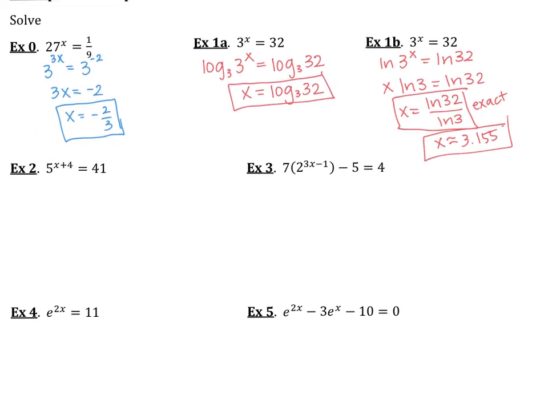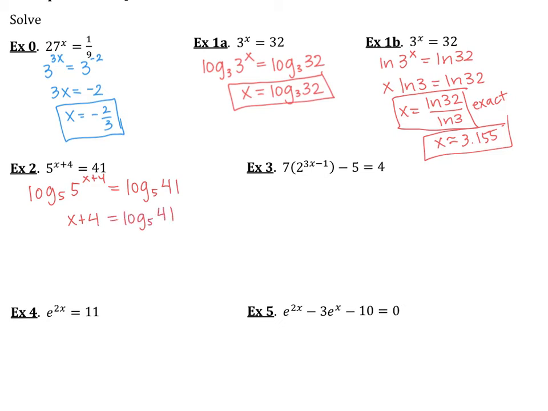Okay, because in the past, most people have done it the first way, I'm going to do it the first way, but in class, I might do it both ways, depending on what you guys tell me. Okay, so 5 to the x plus 4 equals 41. Since the base is a 5, I'm going to do the log base 5 on both sides. This method's also good if you are not using a calculator to get an approximation. Okay, log base 5 of 5 to the x plus 4 turns into x plus 4.